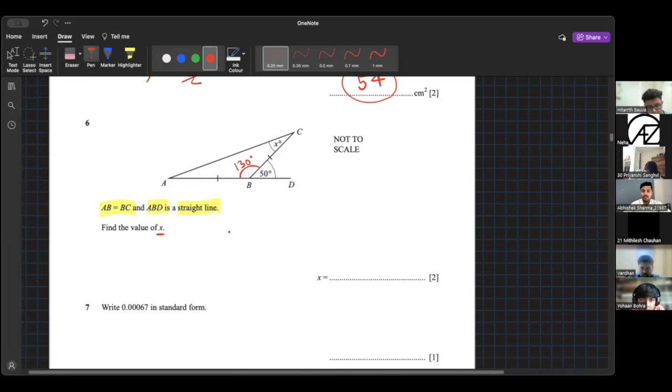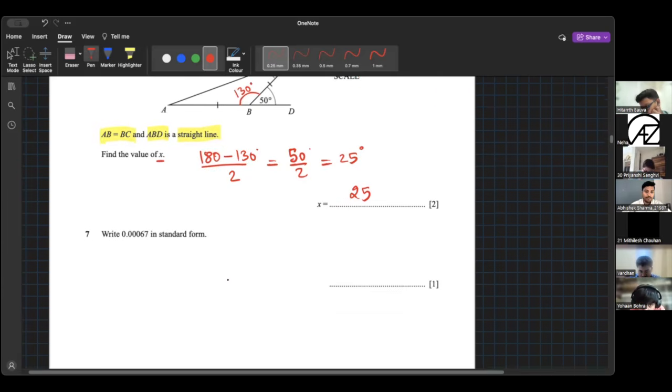If this is 130 and we have to work out the value of x, the value of x will be 180 minus 130 divided by 2. So that is going to be 50 divided by 2, which is 25 degrees. Degrees only, not Celsius. A 25 degree angle, right? This is question number 6. Is this clear to everyone, how we are doing these calculations? Yes, sir. Okay.